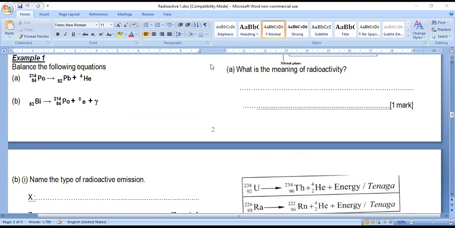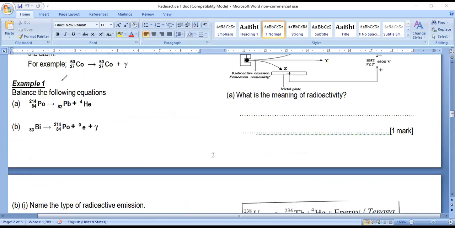Now we look at an example of a question involving this. This one is a basic question. Let's say they ask to balance the following equation. A question about the gamma ray: what is the symbol, the one like an upside-down lambda? The gamma ray symbol is like this. Oh, okay.